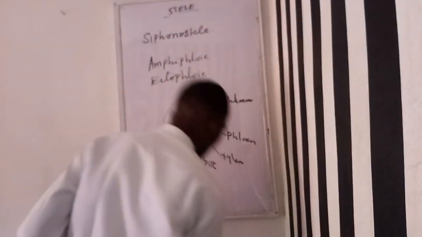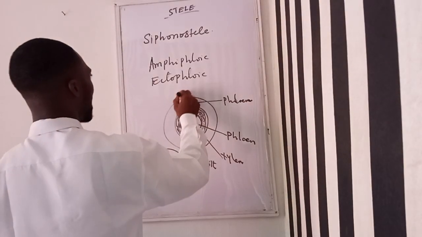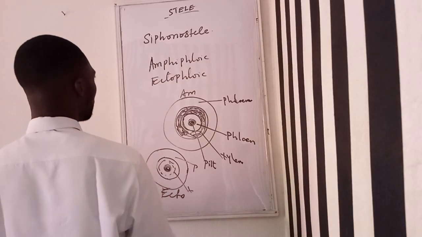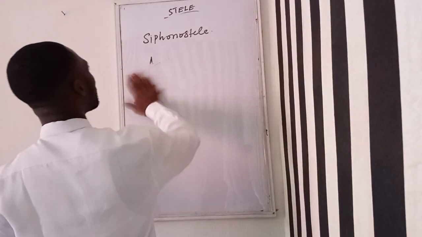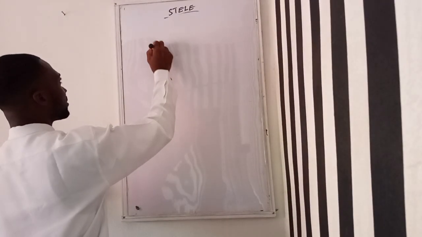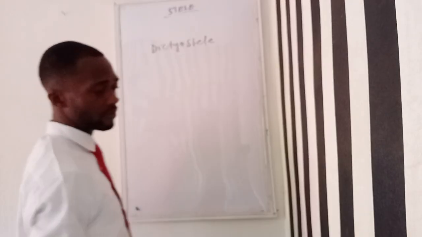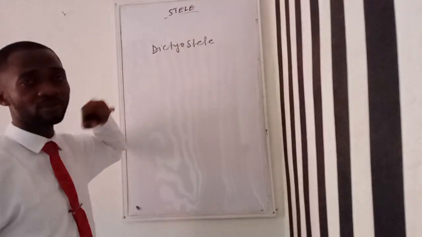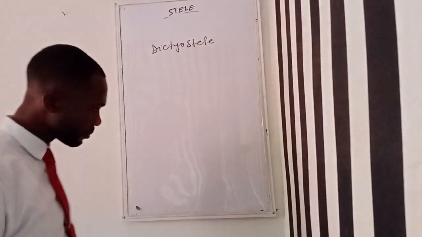So the last one is the Stele, which is the third group. Remember, this is amphi, this is ecto. So the last group of stele is the most advanced group of stele, and this one evolved from the Sphenopsida.